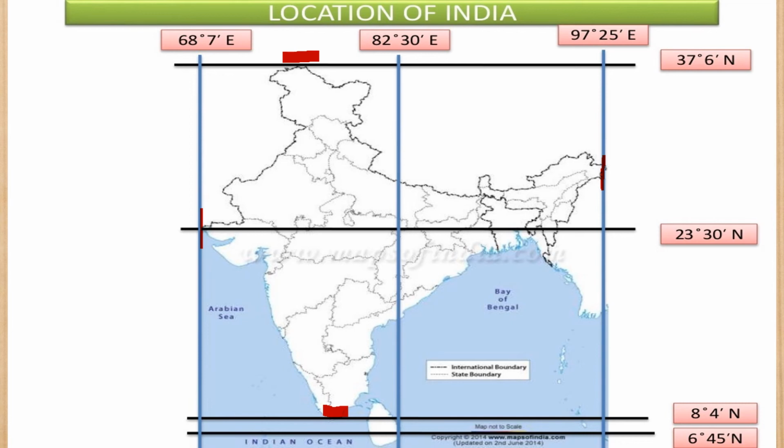The 82.5 degrees east, or the Standard Meridian of India, passes through Mirzapur in Uttar Pradesh, and that is known as your Indian Standard Time. At 23.5 degrees north, which you can see, the Tropic of Cancer passes through almost the center of India.